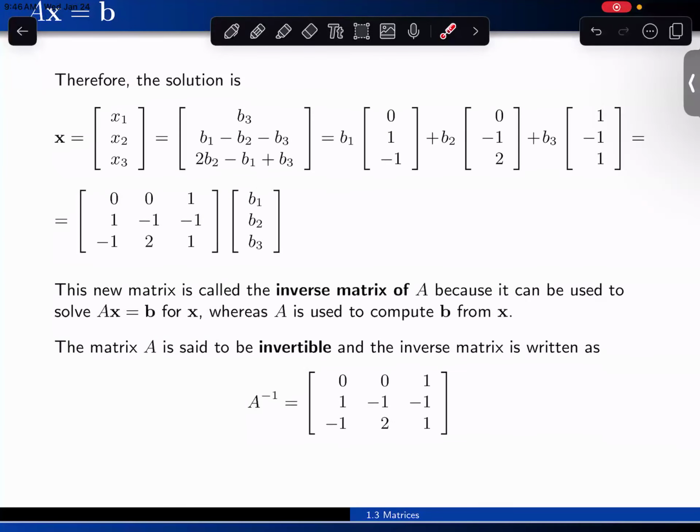So if you have such a matrix, the matrix A is going to be said to be invertible. And then we end up denoting the inverse matrix as A to the minus 1. So this matrix right here is our inverse matrix of A.